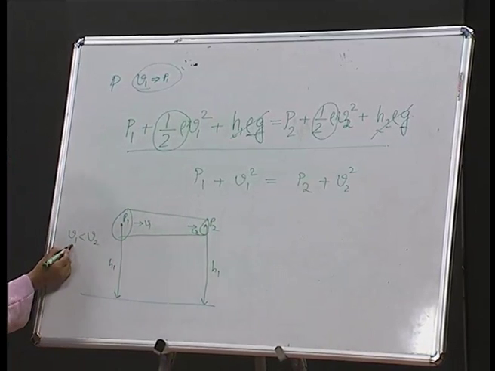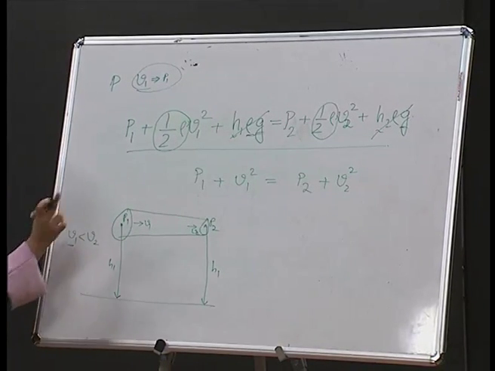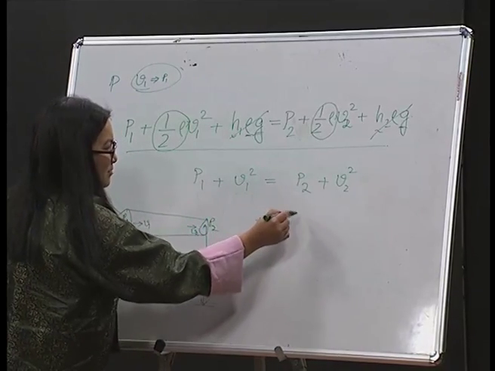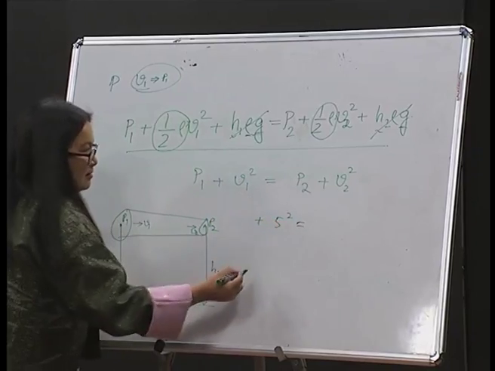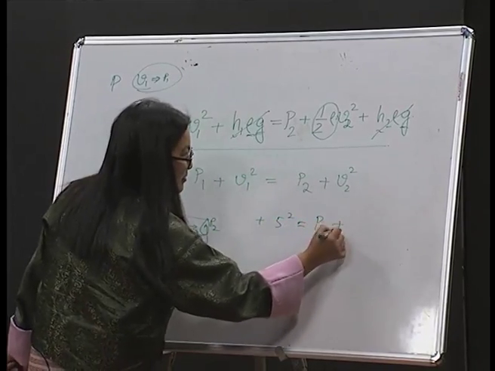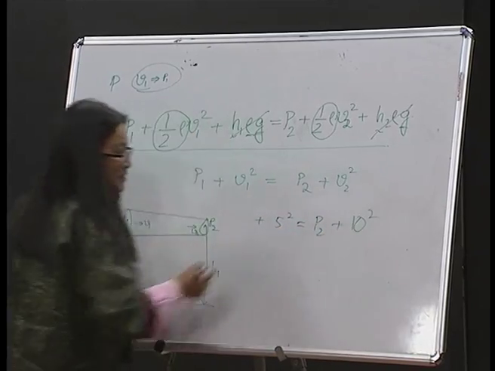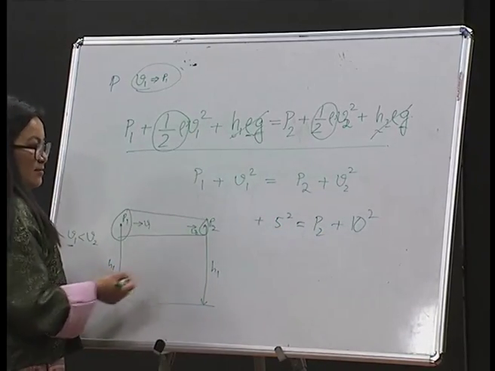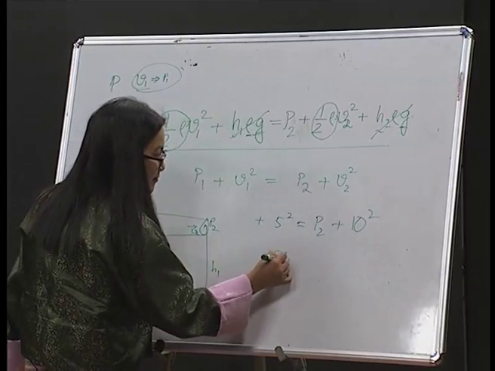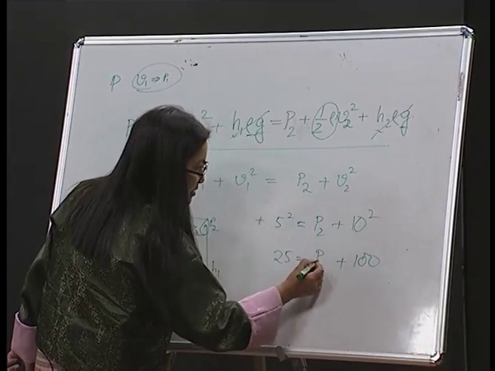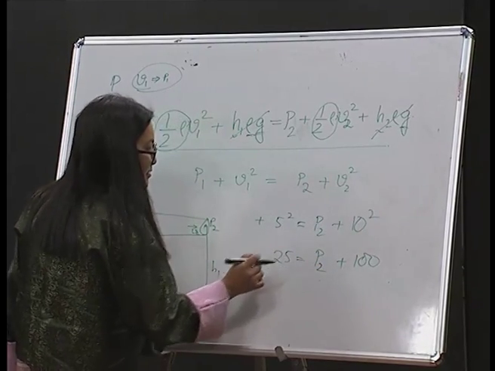Now, here V1 is less. So, let me write V1 as 5. Since it is square, I may square it. V2 is more. Let me write this just as an example, 10. So, 5 5s are 25 is equal to 10 10s are 100. This 10 square is 100.